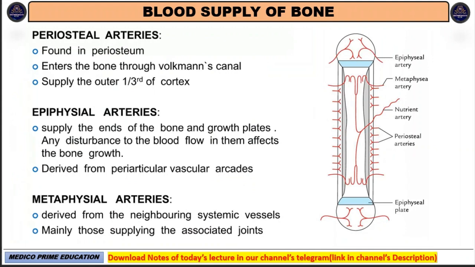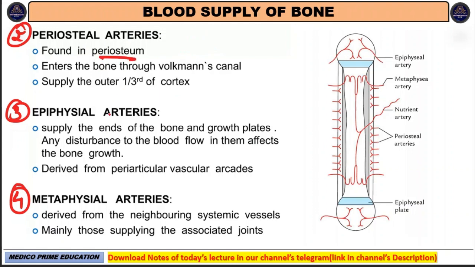Next is the periosteal artery. Periosteal arteries are found in the periosteum. You can remember it like that: in the bone we have the periosteum, the epiphysis, and the metaphysis, and all these parts have their own arteries. So the first is the nutrient artery, the second is the periosteal artery, the third is the epiphyseal artery, and the fourth is the metaphyseal artery. These four arteries supply the long bones.